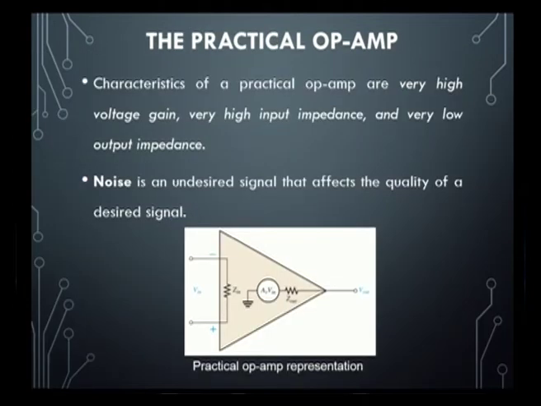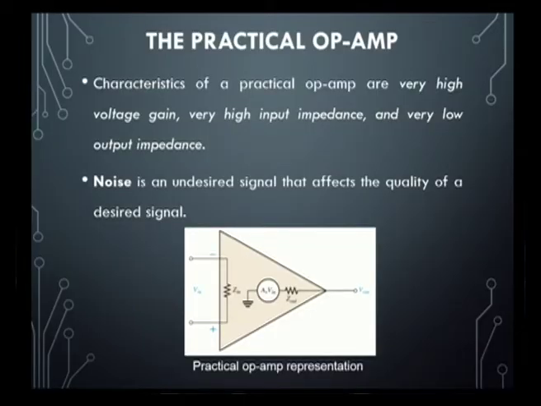Next we move on to the practical op-amp, that is, how the characteristics of an op-amp will be in practice. The characteristics of a practical op-amp: very high voltage gain. The voltage gain in a practical op-amp will be very high, and it also has a very high input impedance. Here we can observe that it has been connected with an impedance and it is not open.